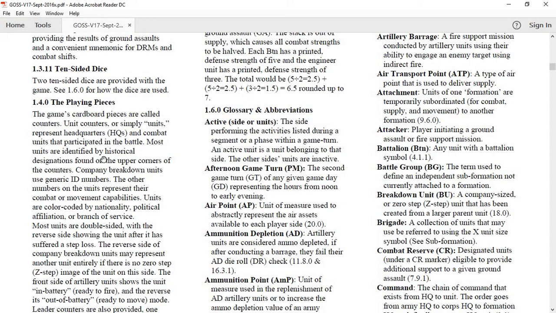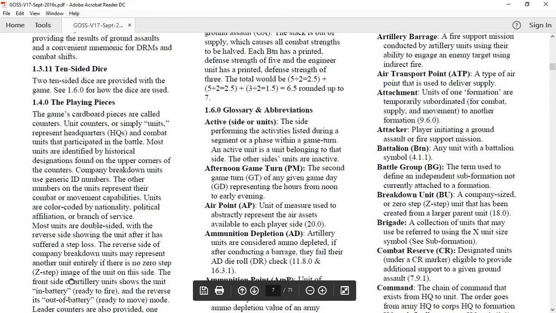Most units are identified by historical designations found on the upper corners of the counters. Company breakdown units use generic ID numbers. The other numbers on the units represent their combat or movement capabilities. Units are color-coded by nationality, political affiliation, or branch of service. Most units are double-sided, with the reverse side showing the unit after it has suffered a step loss. The reverse side of company breakdown units may represent another unit entirely if there is no zero-step, or Z-step, image of the unit on this side.